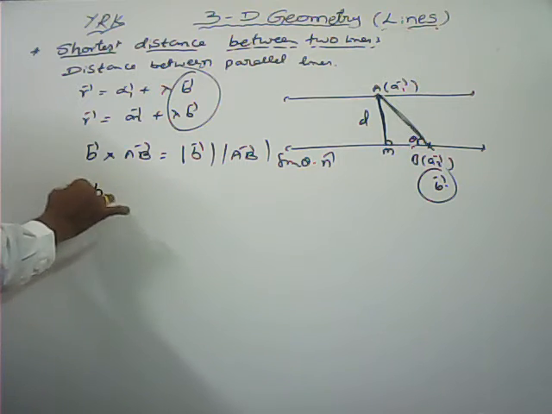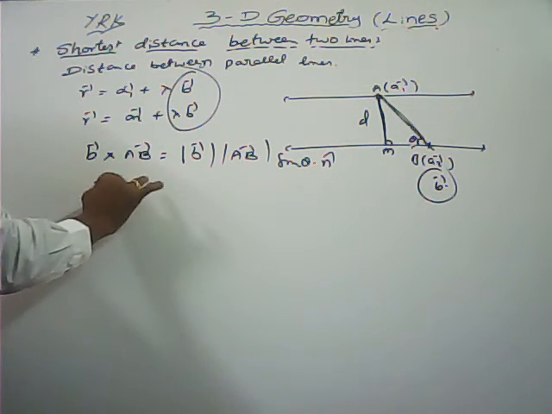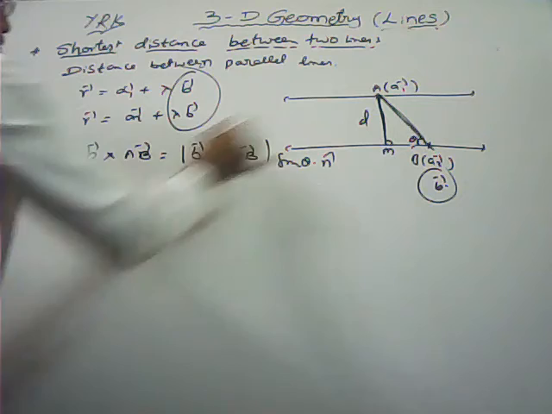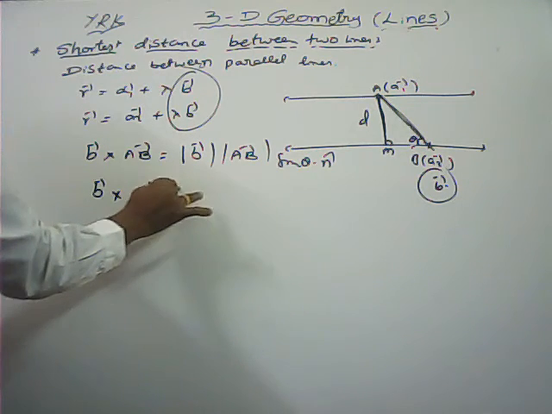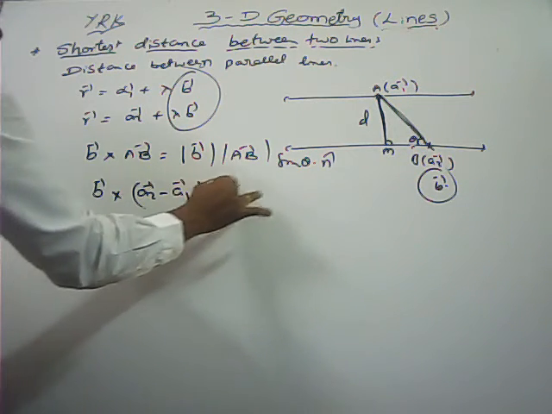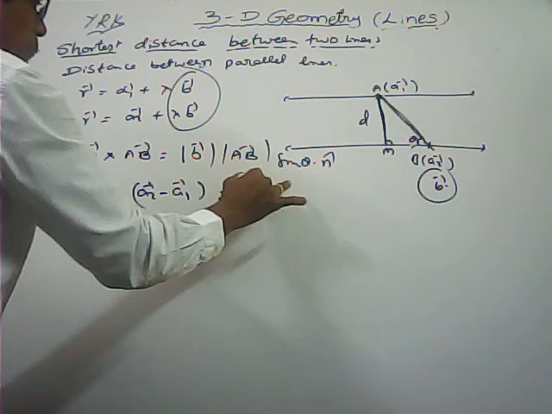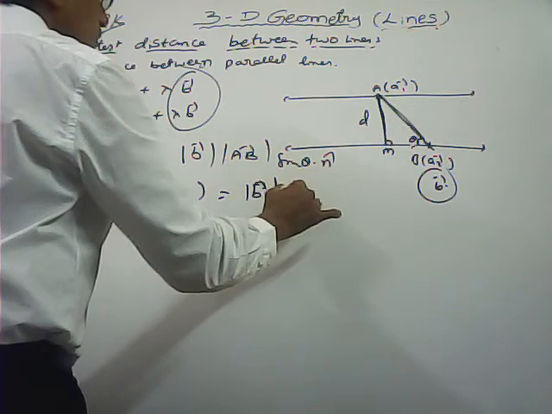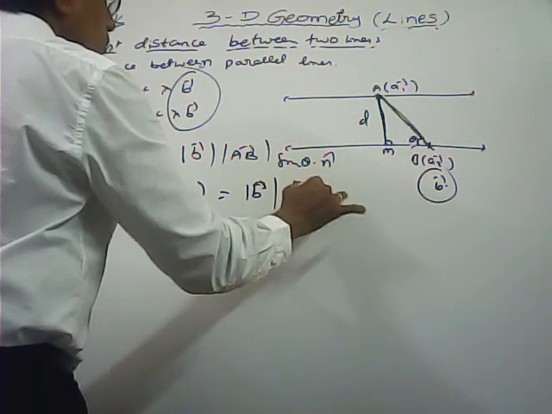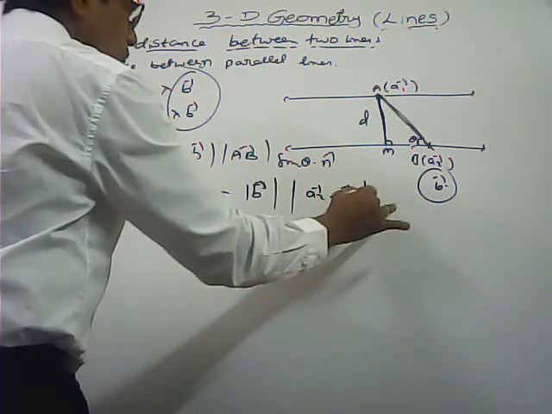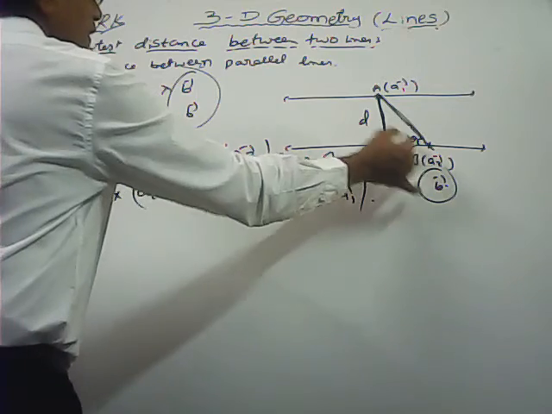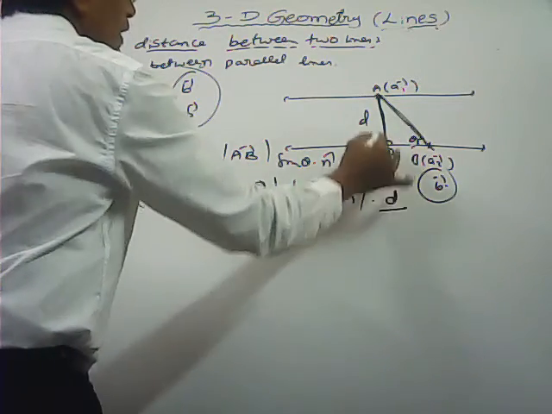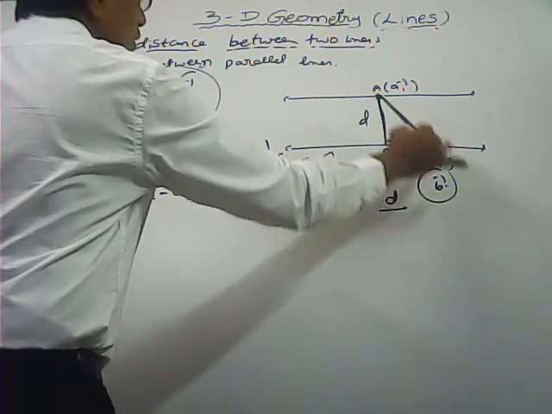Now B bar cross this one, OB bar minus OA bar. OB bar, that is A2 bar minus A1 bar, is equal to modulus of B bar into modulus of AB bar, that is A2 bar minus A1 bar, into sin theta. What about sin theta? Sin theta is opposite side by hypotenuse. What is the length of this one?